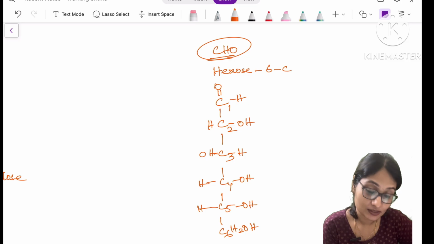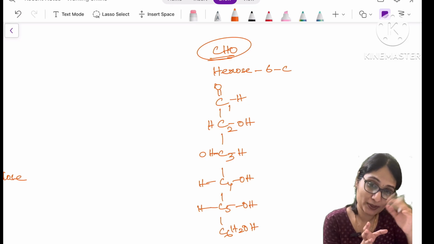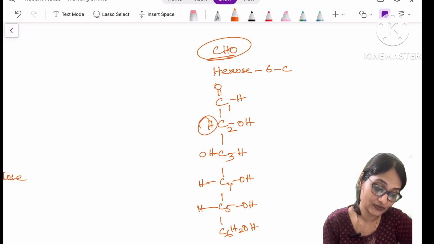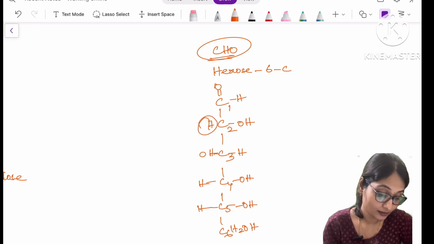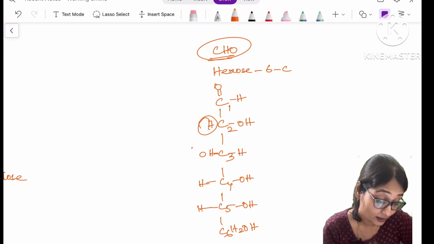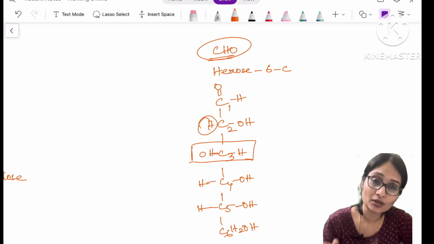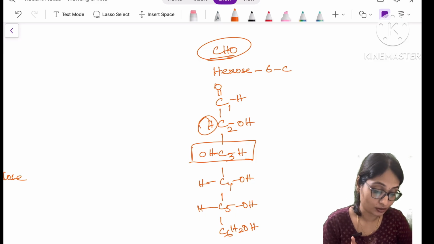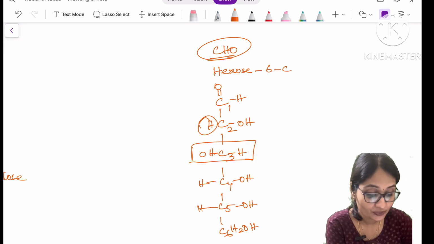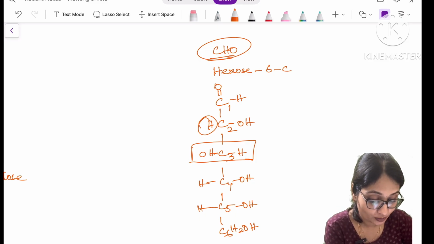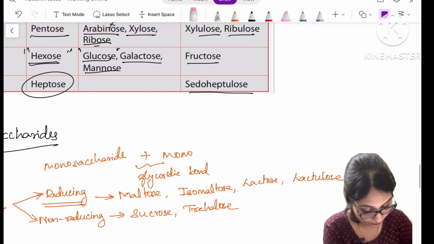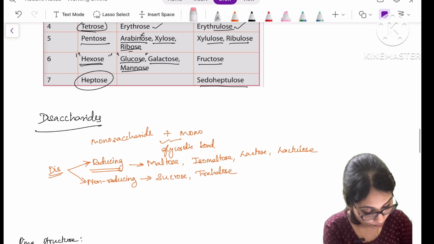So we have CHO, which is a functional group that occupies the first carbon, and then in the second carbon the H is oriented on the left side and OH is on the right side. Then just remember that at the third carbon the OH is on the left side. Otherwise the OH is always on the right side. This is how a glucose molecule looks. Okay, so now let's see maltose.